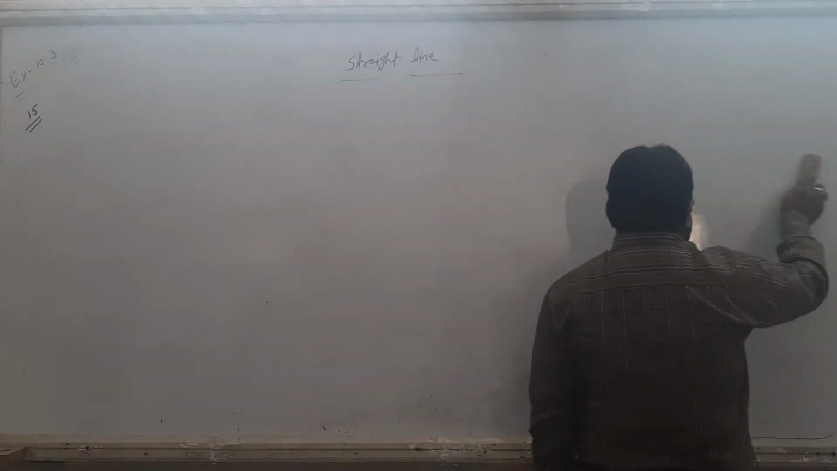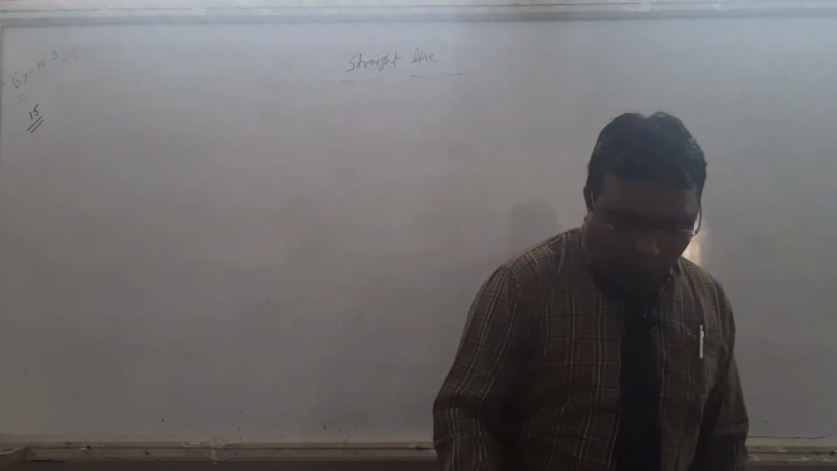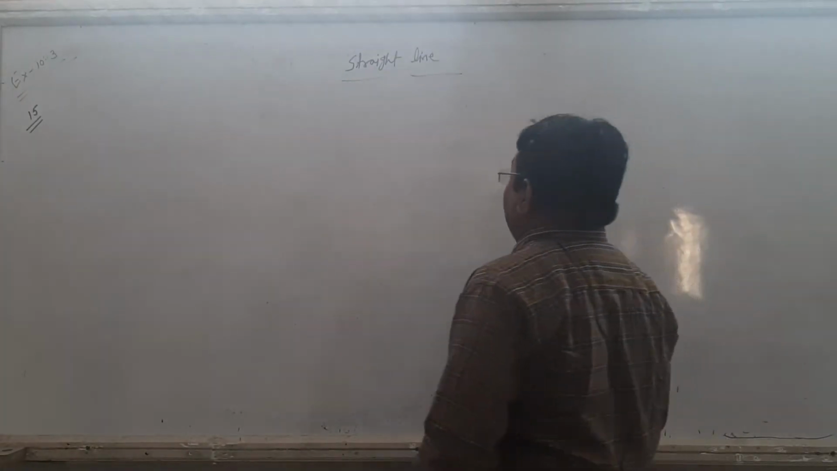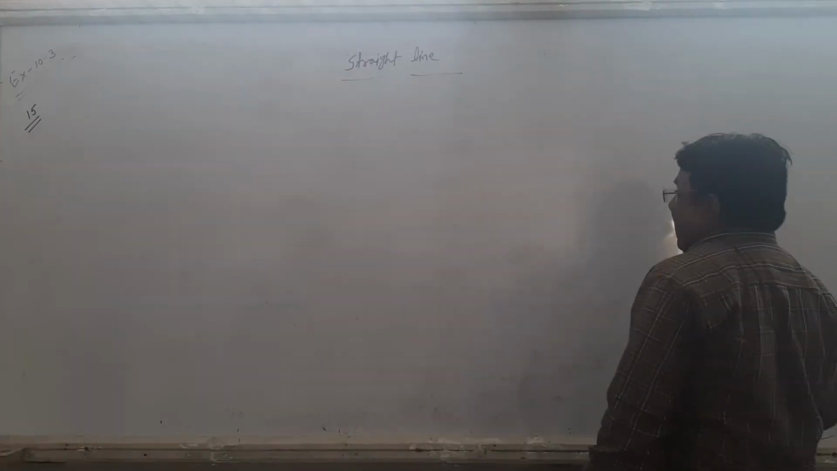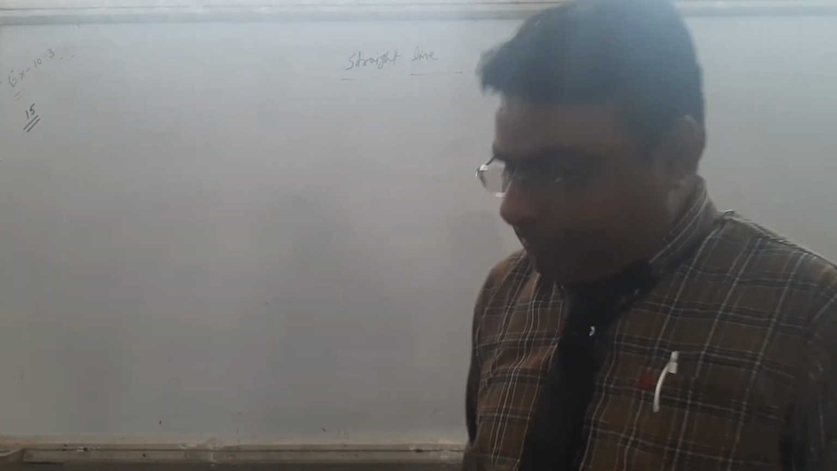There are three exercises: 10.1, 10.2, 10.3. Now is exercise 10.1, that is the slope. And you know, students, for the slope of the line, there are 3 to 4 forms. One is when 2 points are given, then what is the slope? Then m equals y2 minus y1 upon x2 minus x1. But when the angle is given, then m equals tan theta.